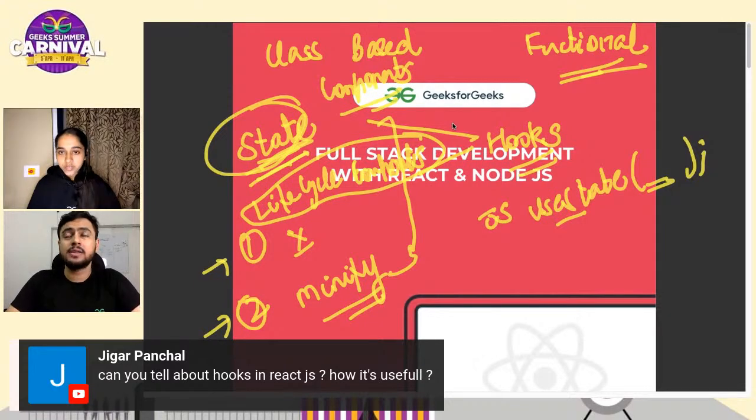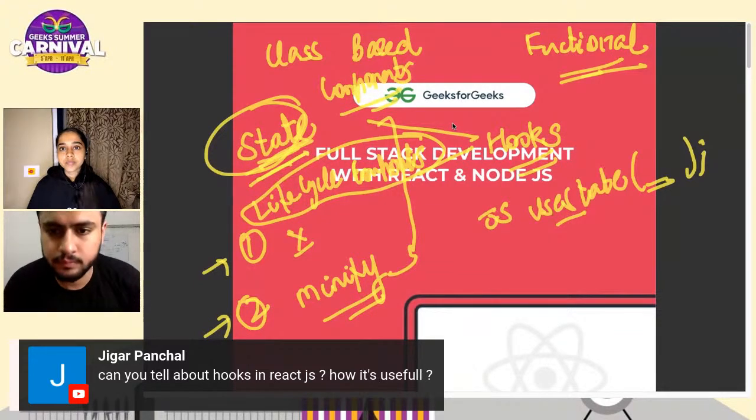This made sure that even people who don't know JavaScript properly were able to do functional components, because there is no concept of the this keyword and all in functional components, right? So that is the main high-level difference.